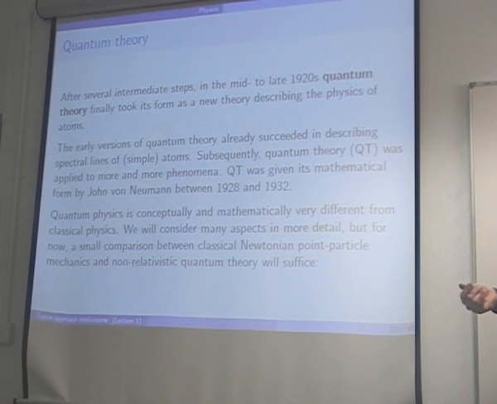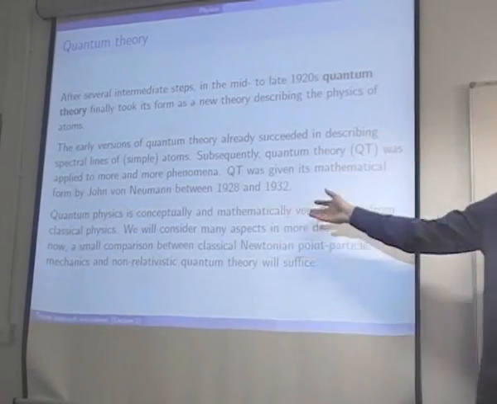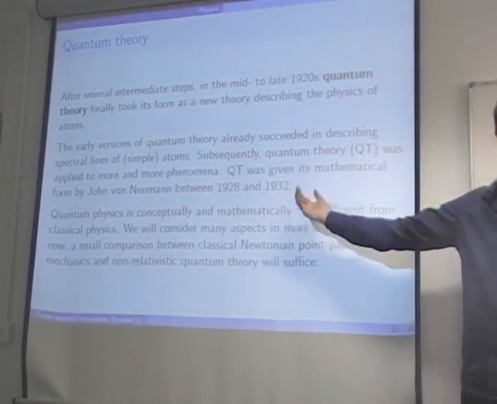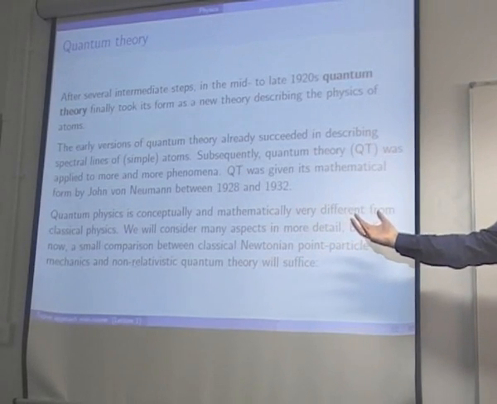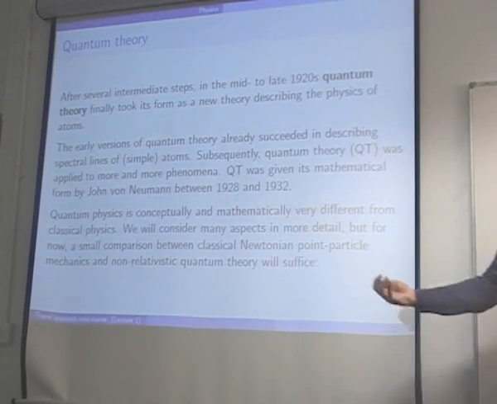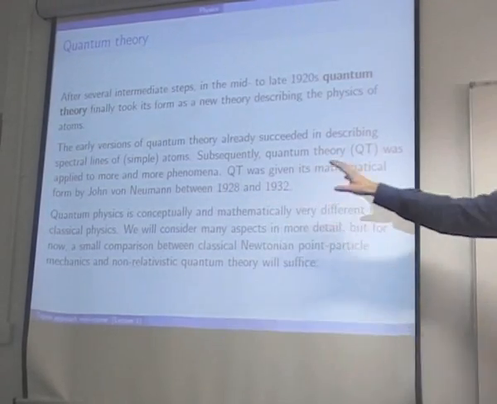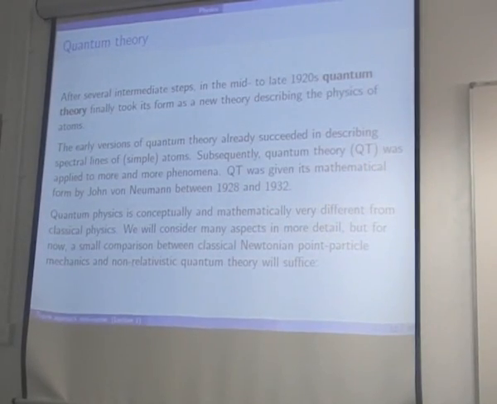And the final mathematical form that we're actually still using today was found by John von Neumann between 1928 and 1932. He wrote this famous book on the foundations of quantum theory, which is, as somebody said, one of the most cited and least read books in the history of physics. But anyway, John von Neumann is a name you should keep in mind. He was really enormously important in the development of quantum physics, but also many other parts of mathematics, and he's a very interesting mathematician.